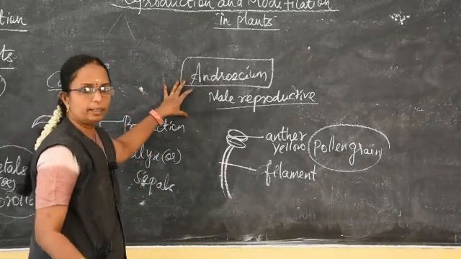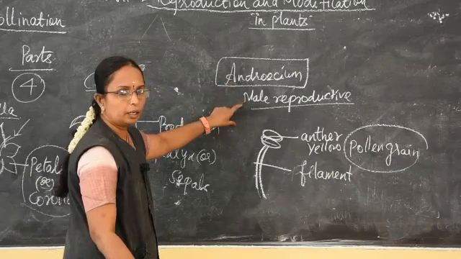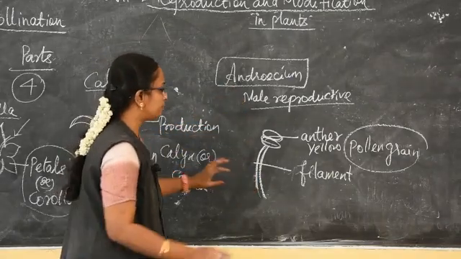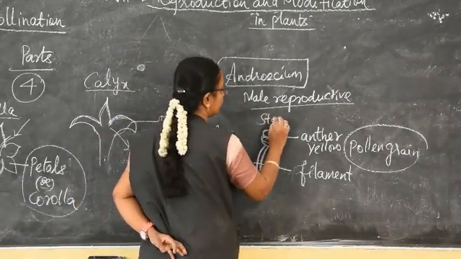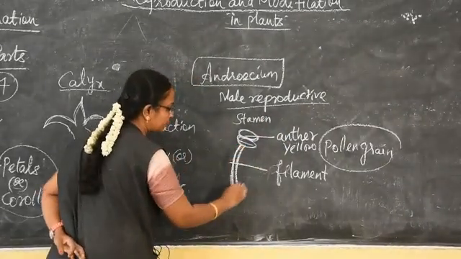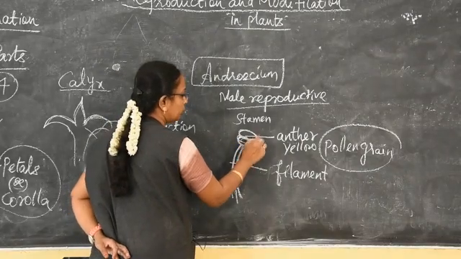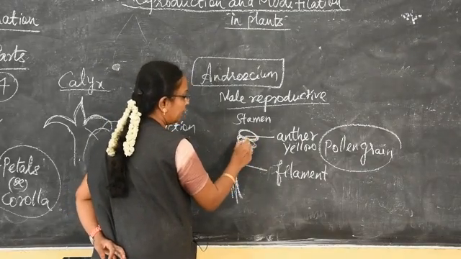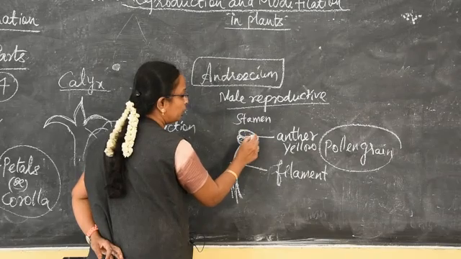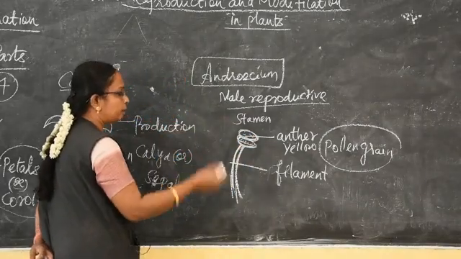So, the third whorl is known as androecium or male reproductive organ, otherwise known as stamen. What does it comprise? It consists of the stalk called filament, and above it the anther, and inside the anther the yellow powdery substance known as pollen grains is present.